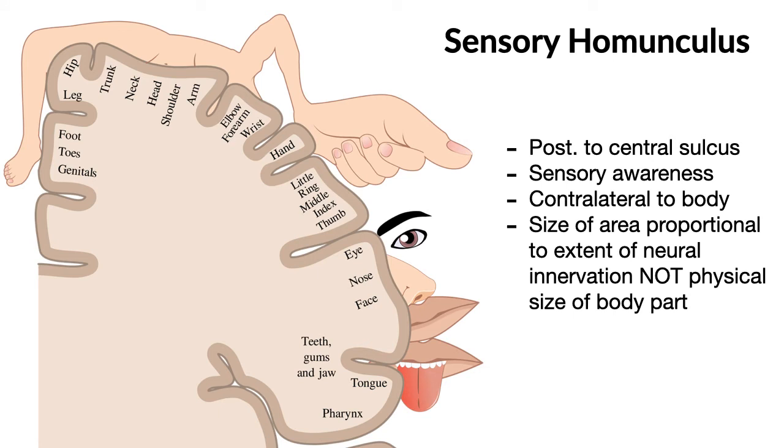And again, exactly the same thing as the motor homunculus. The size of the area within the brain is proportional to the extent of neural innervation. It's not proportional to the physical size of the body part. And we can see that again with the fingers. You can see it's almost the big gyrus devoted to the fingers, as opposed to the small gyrus devoted to the leg and the hip.